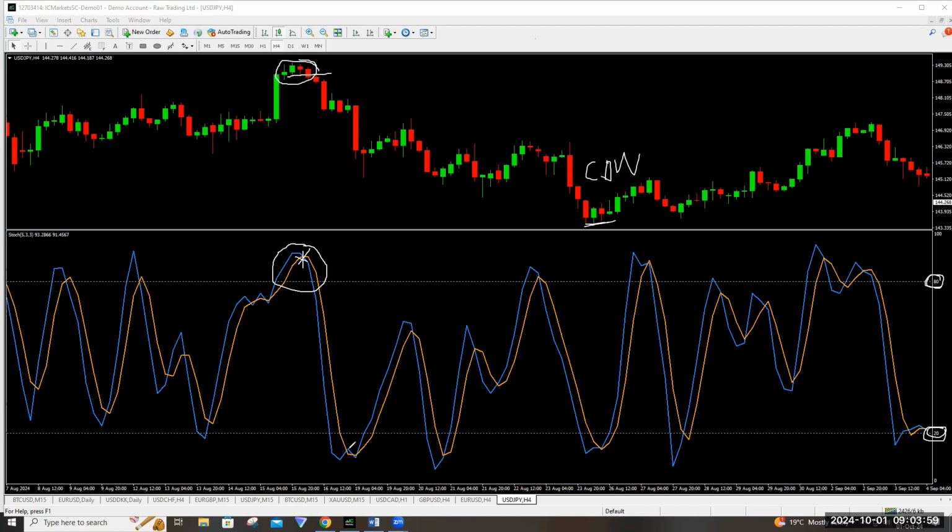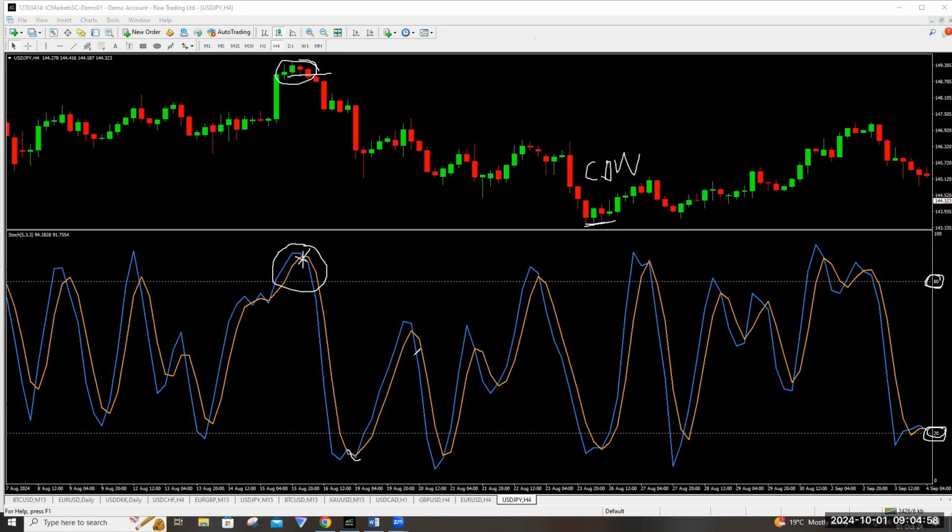to use the crossover strategy in 4 steps when you're using the stochastic oscillator. Remember, step number 1 is go to the higher time frame. Make sure that you're on a specific trend. Then number 2, go to the lower time frame and check if the market is on the level, either level 20 for buying or level 80 for selling. Then step number 3 is to wait for the crossover between the two lines on the stochastic oscillator.